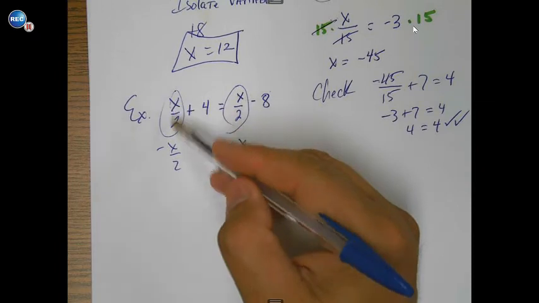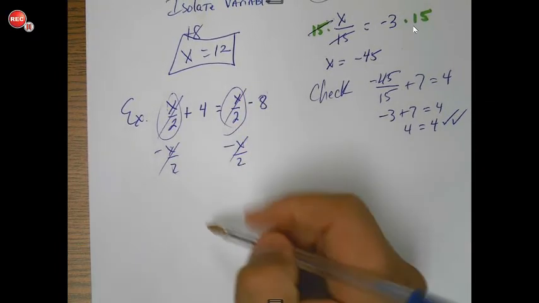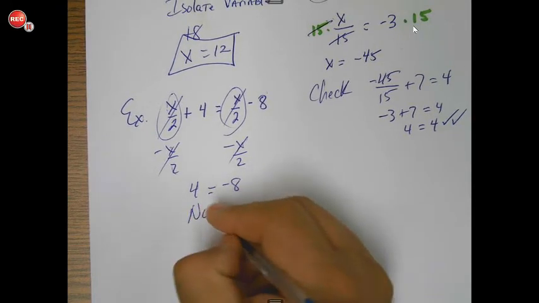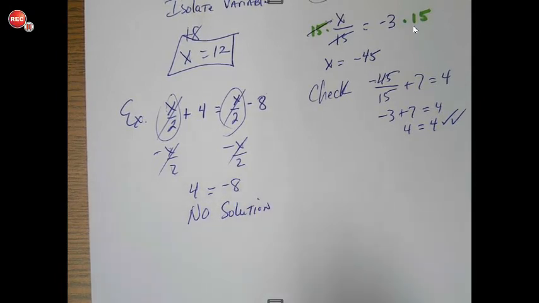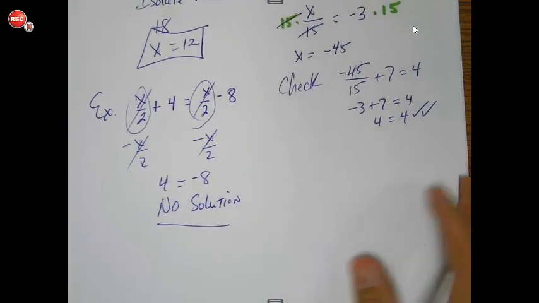So if I take x over 2 minus x over 2, they literally cancel. And so I'm left with 4 is equal to negative 8. That gives us no solution. There's no value of x that we can put in that would make this equation true. That's kind of a different one. Let's do another one.